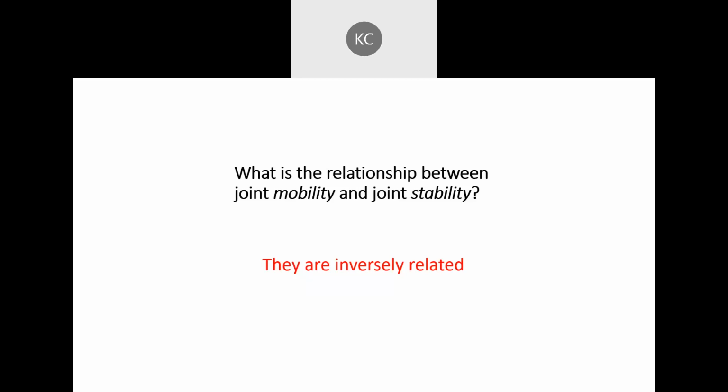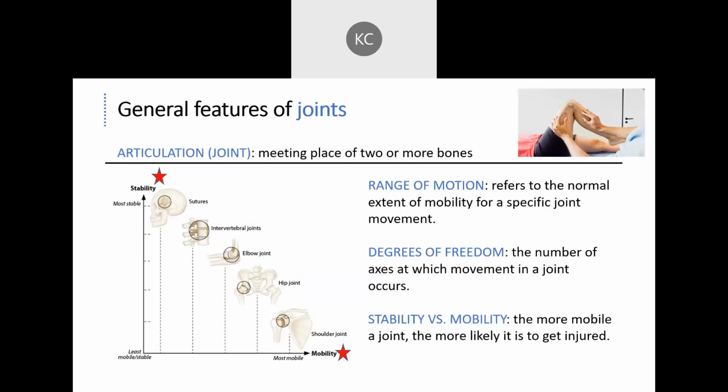So if we look at this graph, you can see this very clearly. As we go up in stability here, we are going down in mobility. And then likewise, as we increase in mobility, we are decreasing in stability. So we'll talk about these specific joints, all these here.